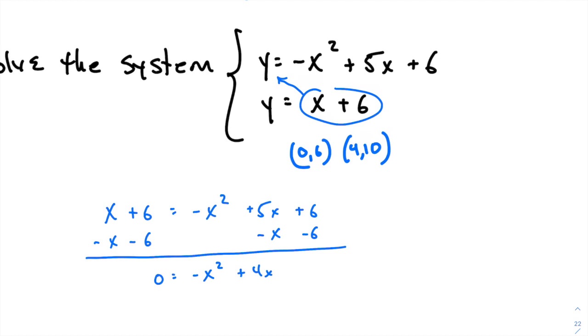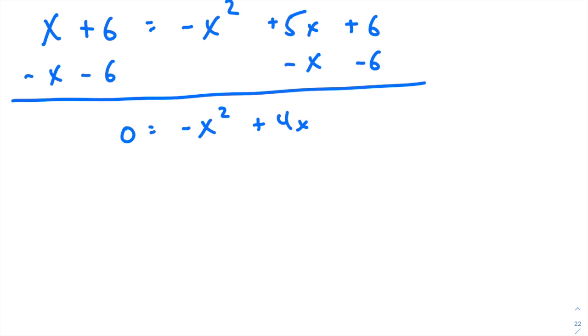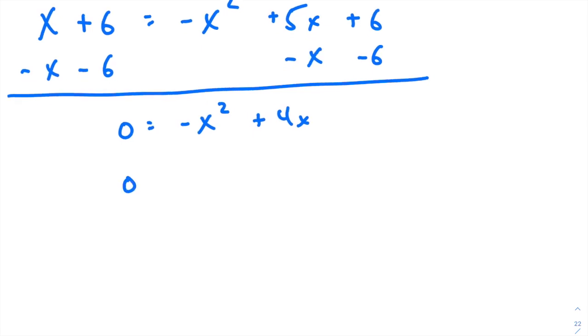And now I find myself with all kinds of options. I could graph this if I wanted to. I could solve this with factoring, which is what I'm going to do. I could solve it with completing the square if I factor out that negative 1. I could use the quadratic equation. Lots of options. For sake of argument here, I'm going to go ahead and factor out a negative 1, x² - 4x. Now I'm going to factor out a common x, and I'm going to have x - 4.